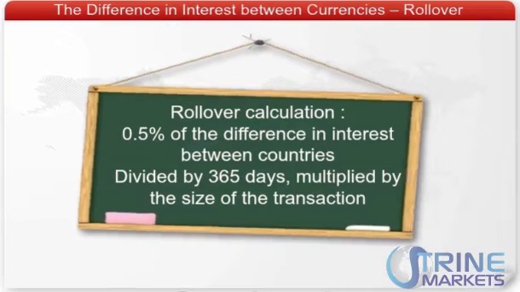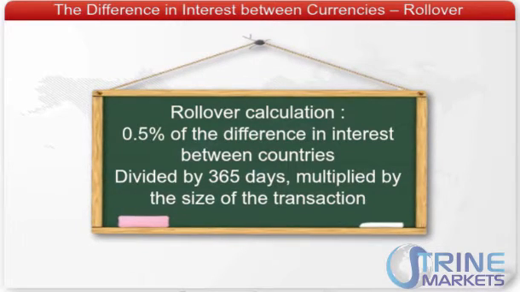The mathematical formula is 0.5%, the difference in the interest rates between the countries, divided by 365 days, multiplied by the transaction amount.